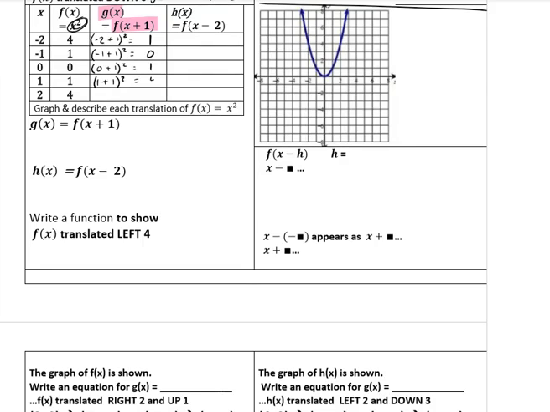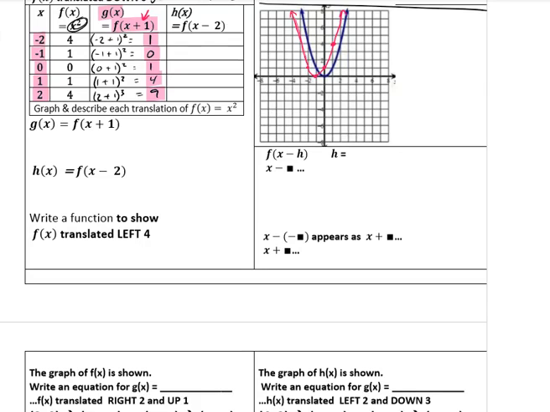1 plus 1 is 2. 2 squared is 4. And 2 plus 1 is 3. 3 squared is 9. So I'm going to plot those 5 points, and my points would be -2, 1, -1, 0, 0, 1, 1, 4, and 2, 9. Also, look what happened. It looks exactly the same, except now it's to the left one. However, this was positive 1, but it went to the left.